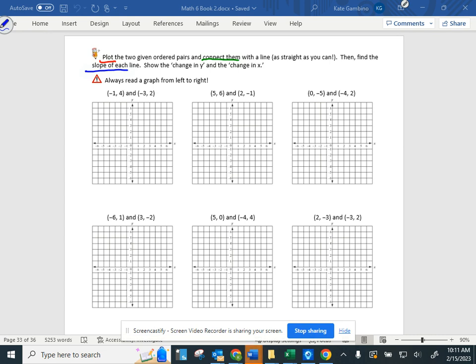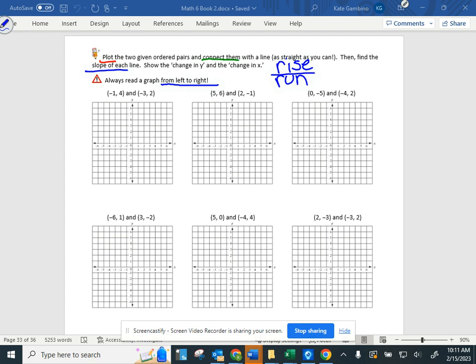So what I would do on this second page is just remind yourself that it's rise over run. And we know that we always read from left to right. So you plot your two dots, start with the dot on the left, rise up or down. If you go down, it's negative. Then go over to the dot on the right, and that is your slope.